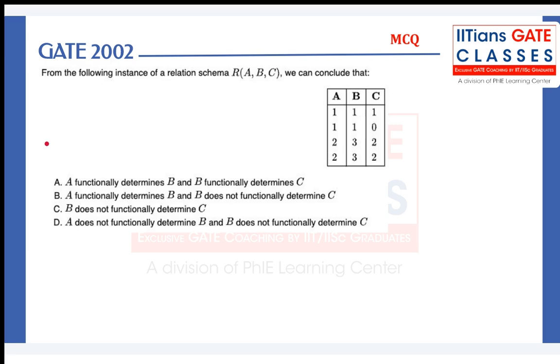Who is the culprit? What is the issue then? The problem is with B. If I have B equal to 1, I am getting two values of C, which are 1 and 0. That's why it's the culprit. So B does not functionally determine C. So which is the right answer?